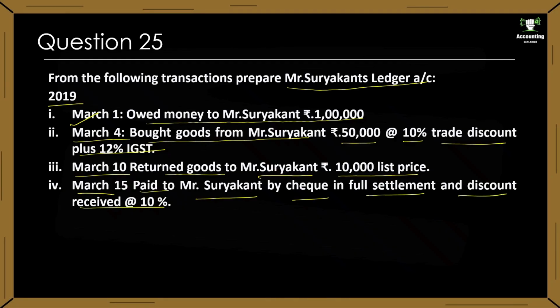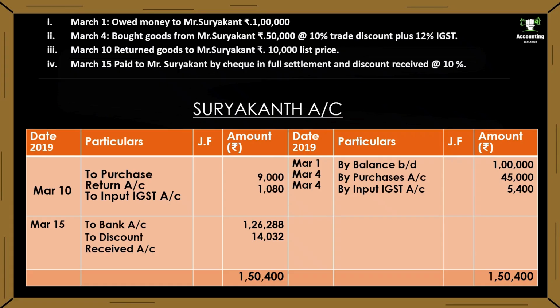In the question, they have asked us to open the Suryakant account. First, on March 1, they have given owed money to Mr. Suryakant rupees 1 lakh. This means that we are liable to pay him. This is the opening balance. Since we are liable to pay him, it will be a credit balance. By balance brought down rupees 1 lakh.